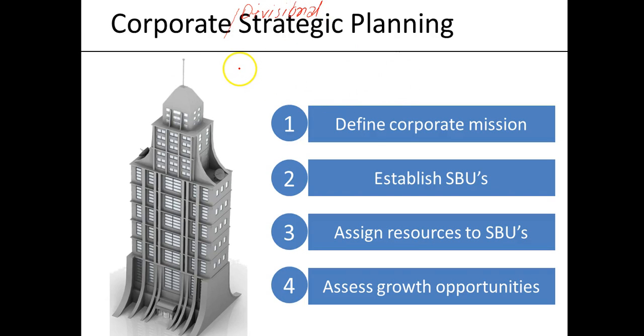So in one umbrella, some companies are not so big that they must do divisional planning, because they have several units under one main holding, so they can just make a corporate plan which may be equal to a divisional plan for other big corporations. Now, what do we do in this type of corporate planning? We first start with defining the corporate mission, then we establish the strategic business units of that organization, then we assign resources to each strategic business unit, and we assess their growth opportunities.